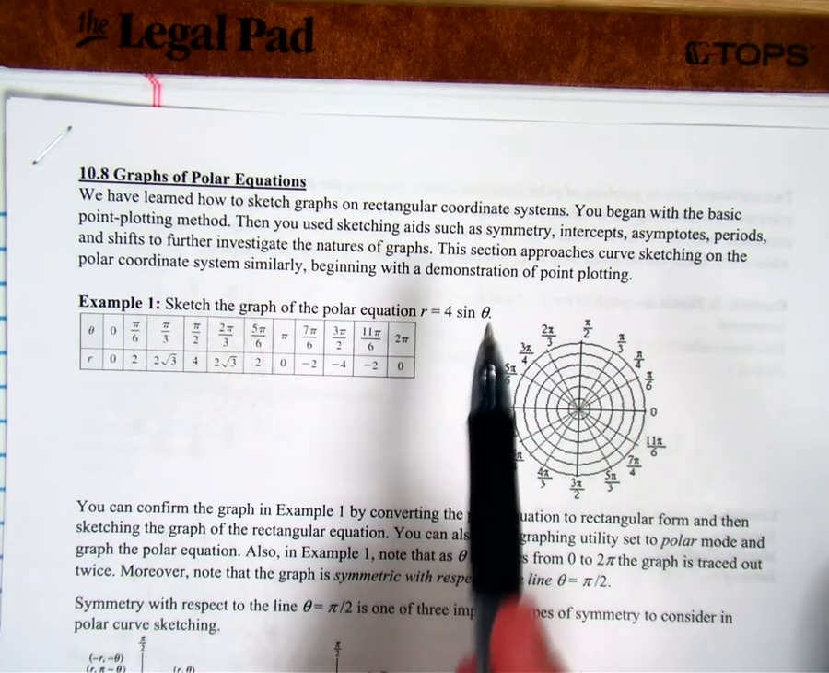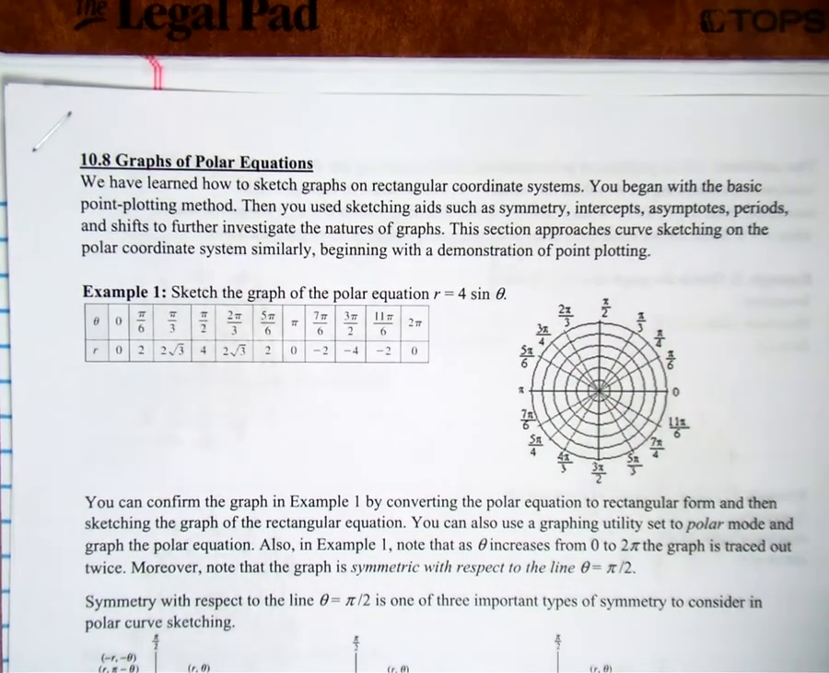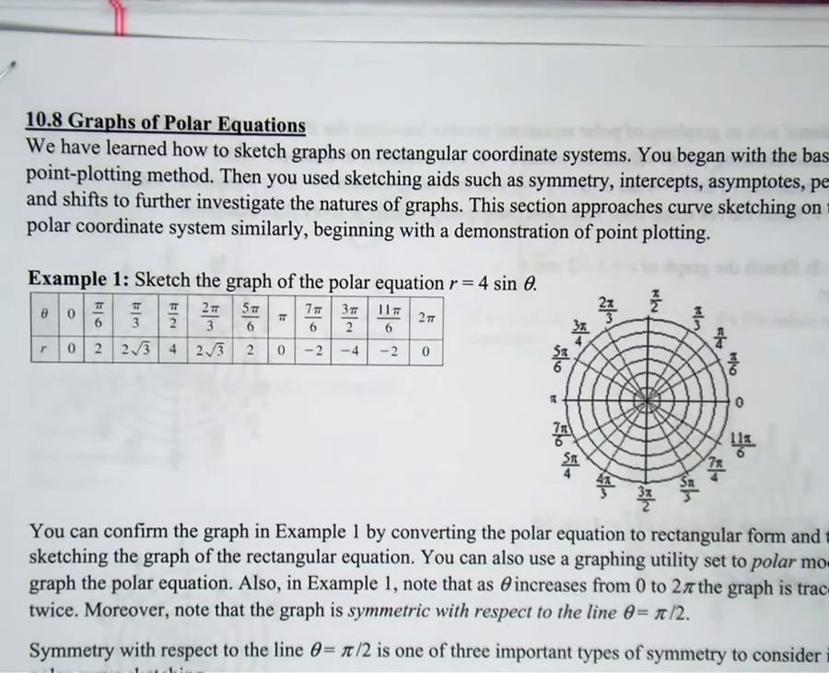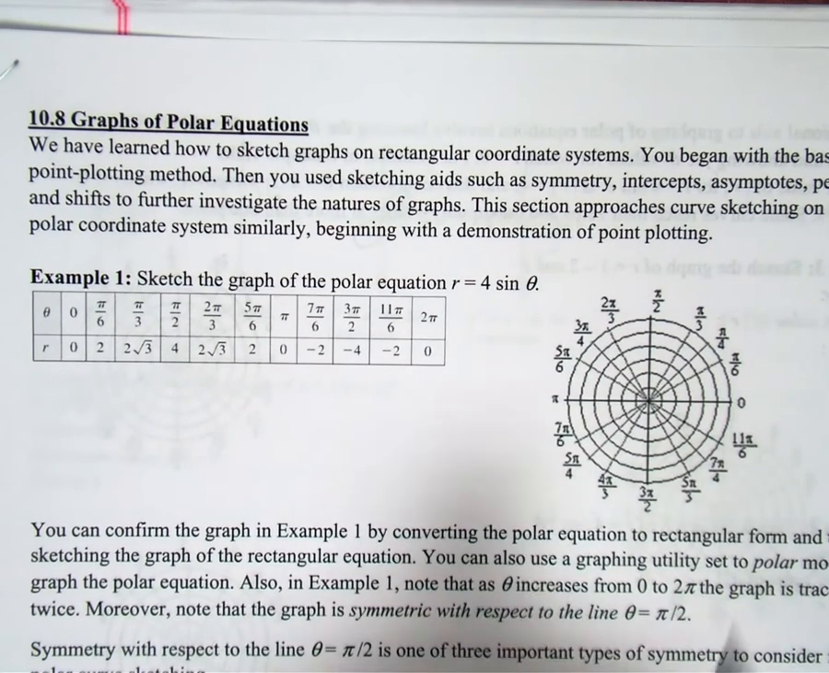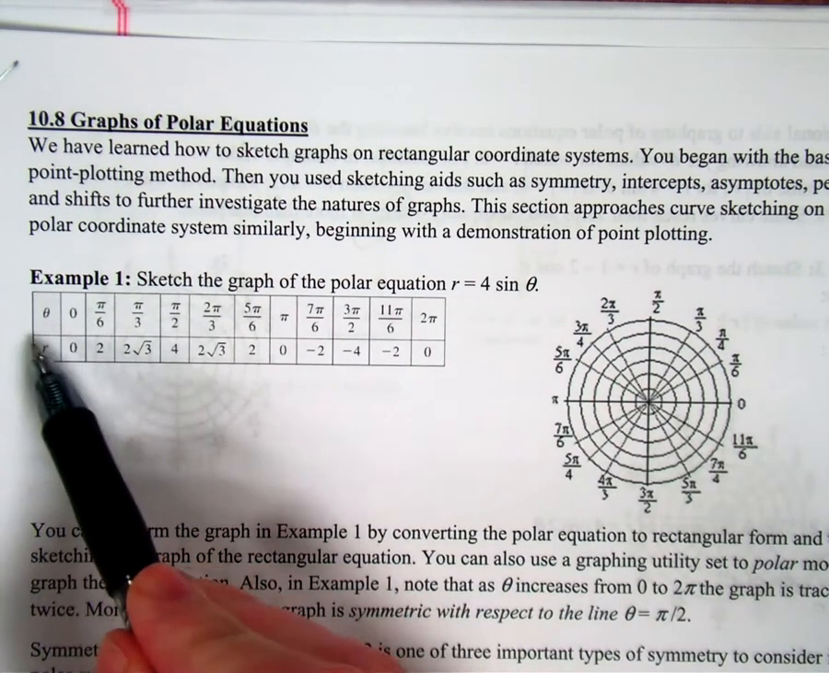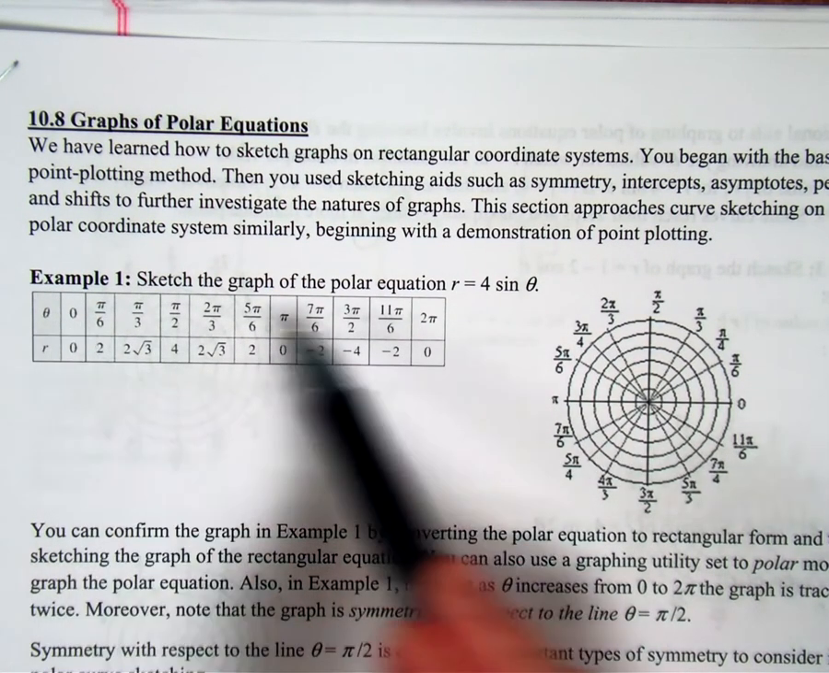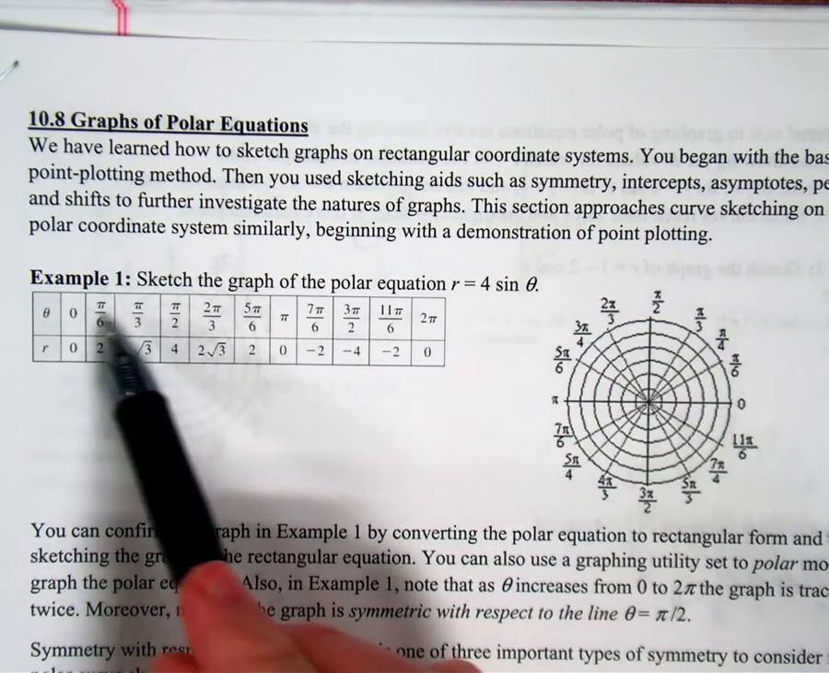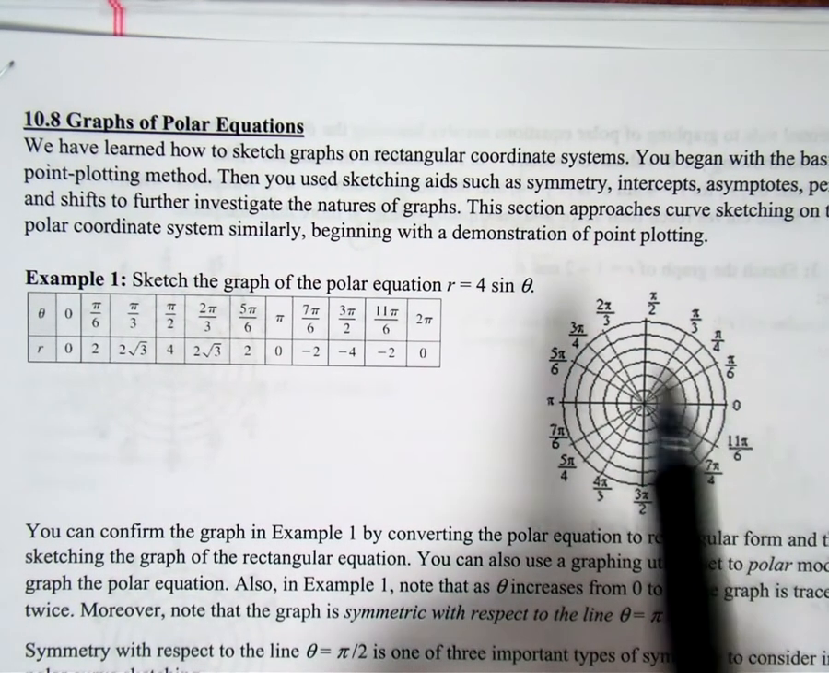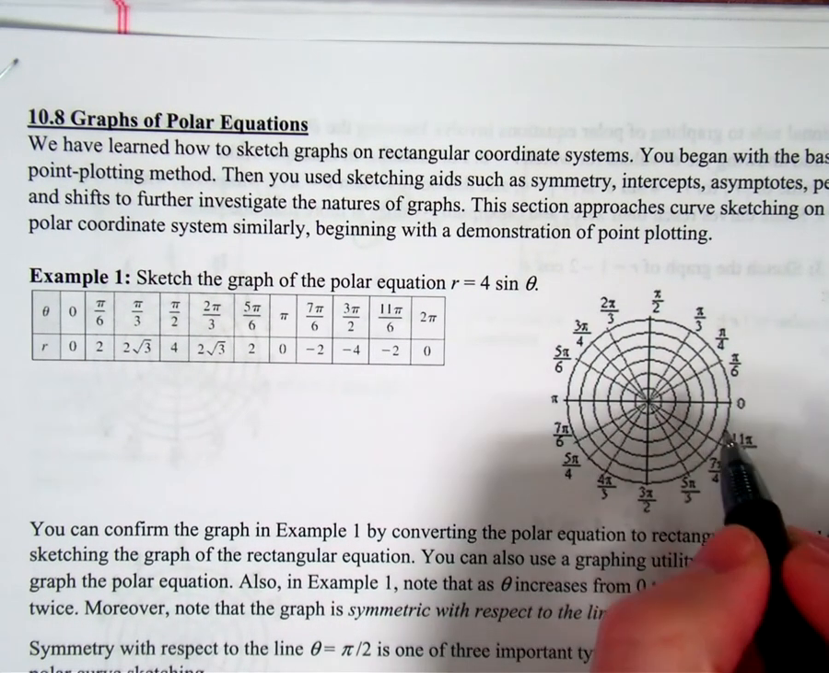So we're going to start off with r equals 4 times the sine of theta. And here they've already done the whole entire table for you from 0 to 2 pi, and I think they skipped the pi over 4s. So we can go through and take a look at this.